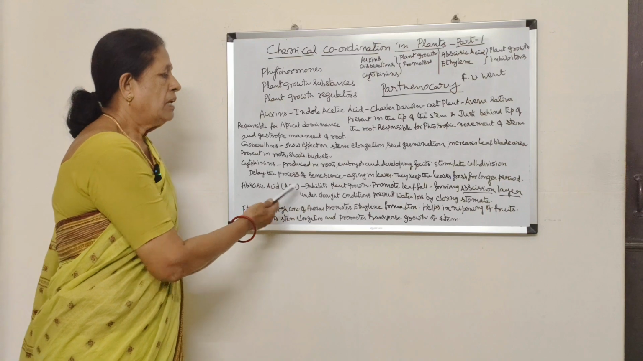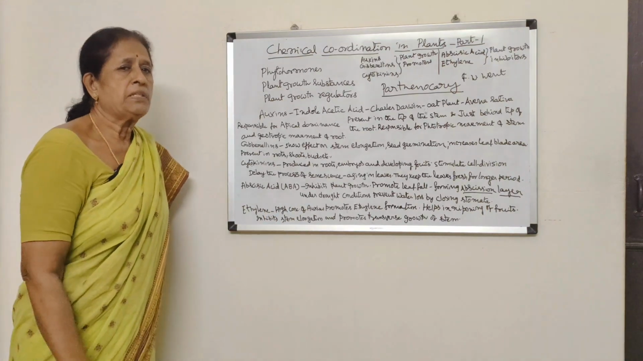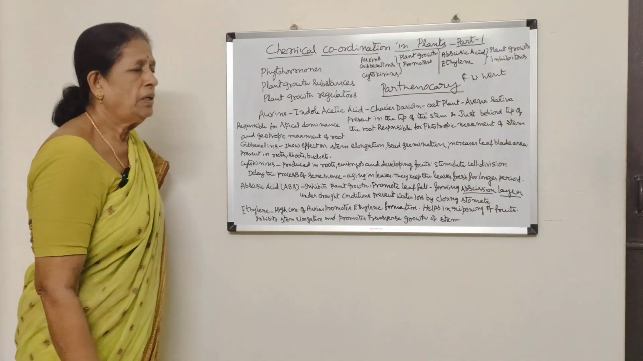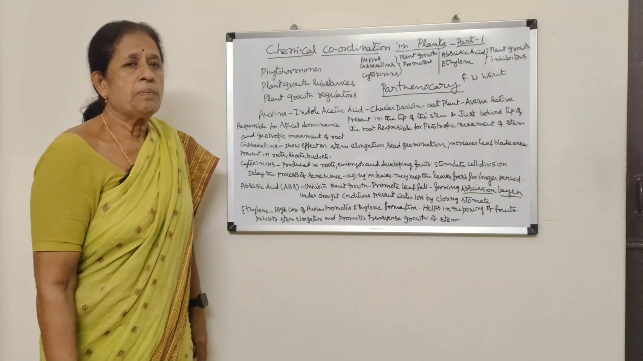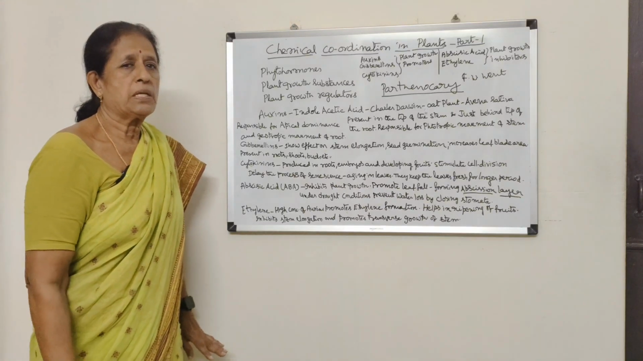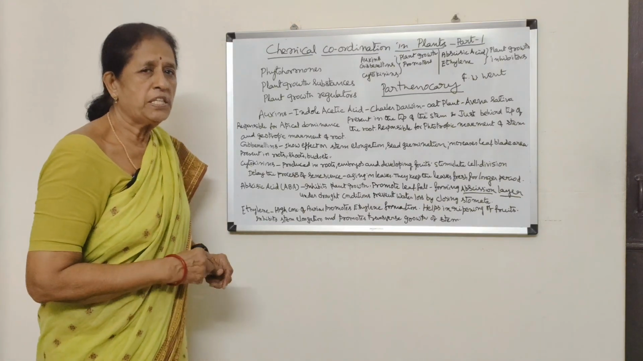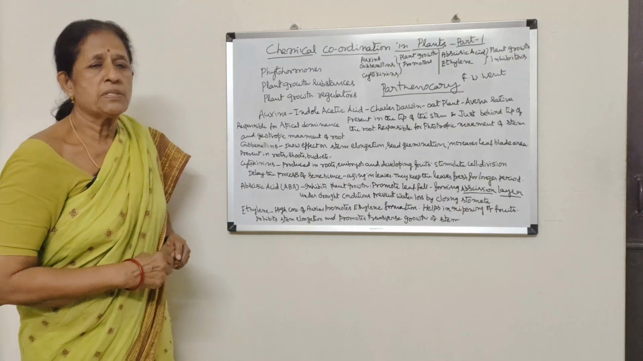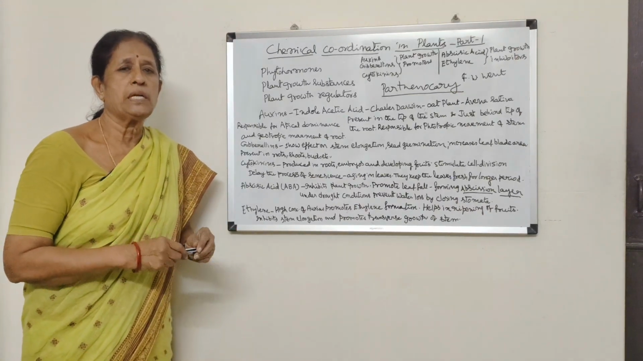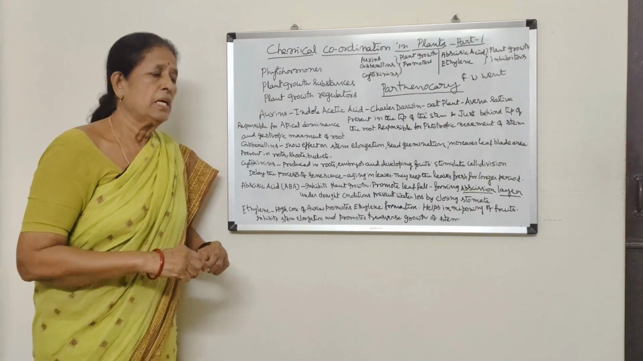And next, under drought conditions, when sufficient water is not available, abscisic acid helps in the closure of stomata so that water loss can be checked. So in this way, abscisic acid helps in preventing water loss from the plants.